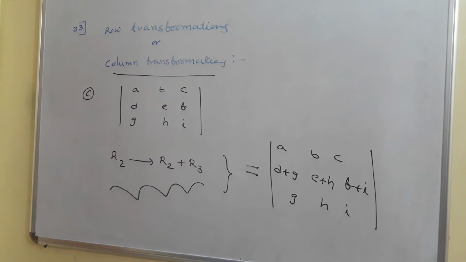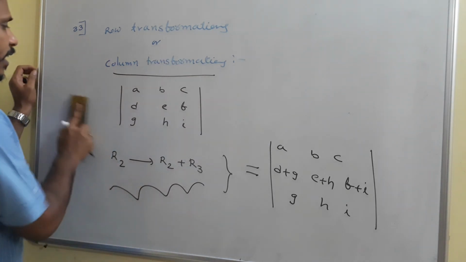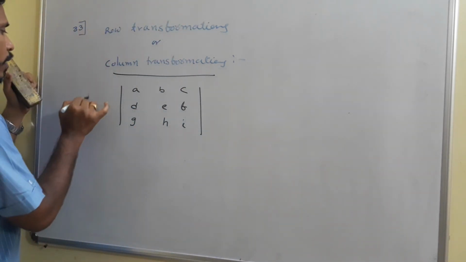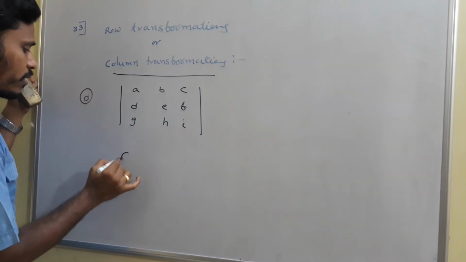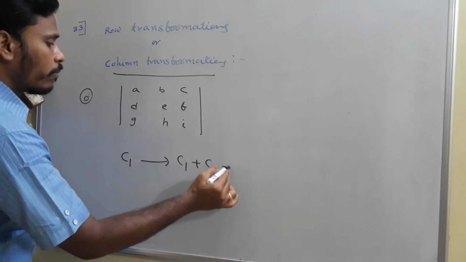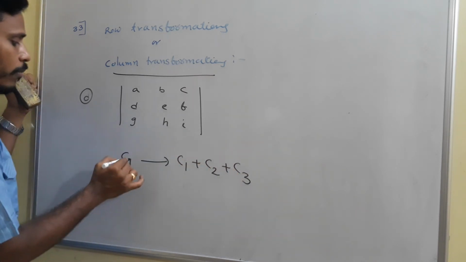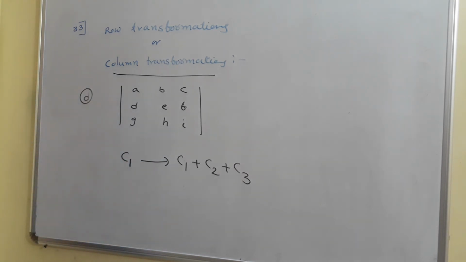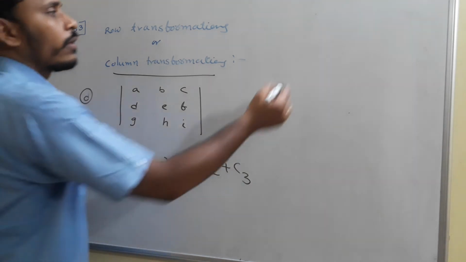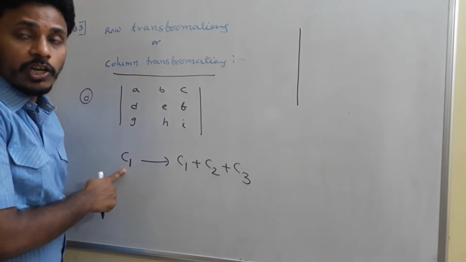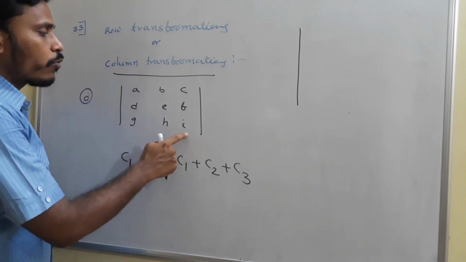Just have a look. Suppose this is the determinant a, b, c, d, e, f, g, h, i. Now my transformation is: replace column 1 with column 1 plus column 2 plus column 3. Just think about it. Then the newly formed determinant is simply, see, just now we are replacing column 1, so don't disturb column 2 and column 3.